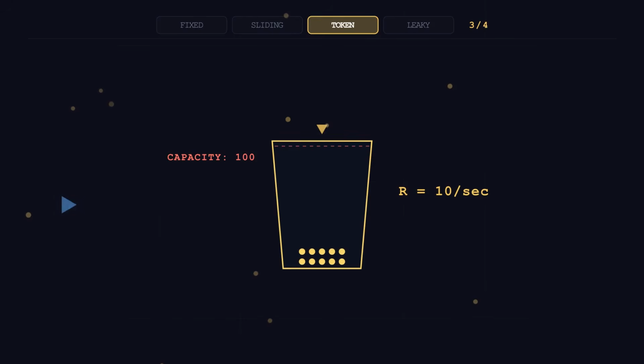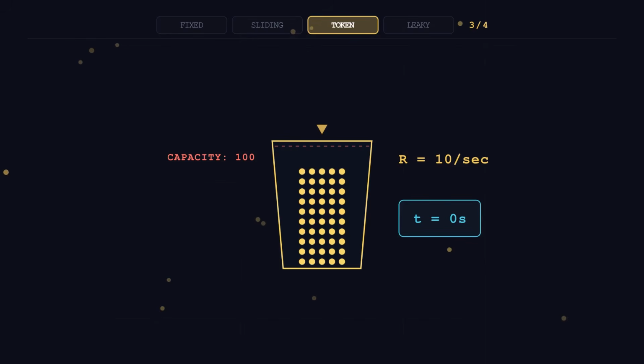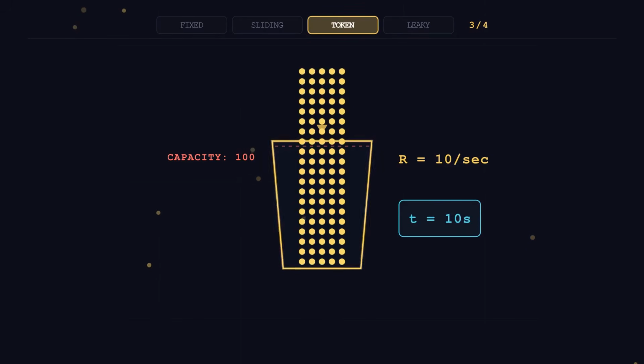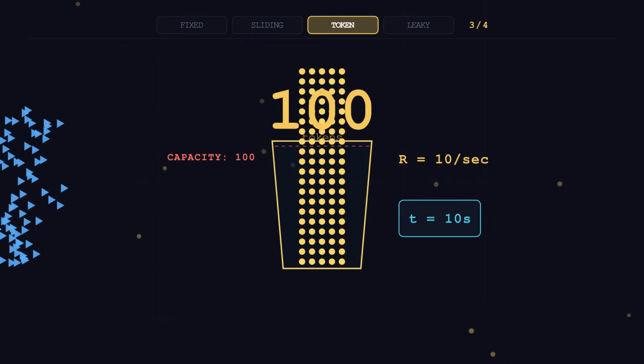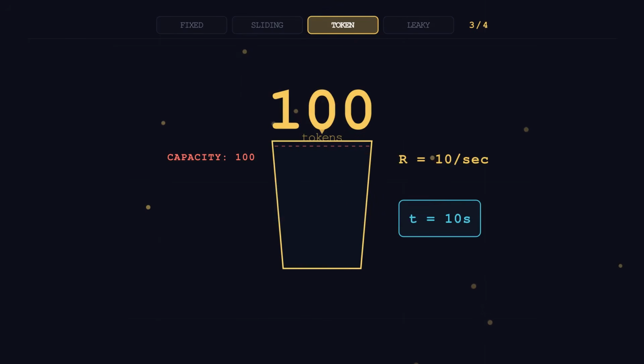Caps at 100. Every request reaches in and takes 1. Bucket empty, rejected. That's it. Now watch what happens when the client sits idle for 10 seconds. 10 tokens per second times 10 seconds. The bucket is full. 100 tokens just sitting there. The client fires 100 requests in 1 second. Every single one grabs a token. All pass. Bucket drains. Now the steady state.